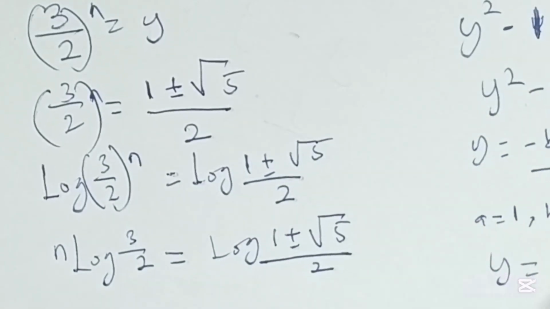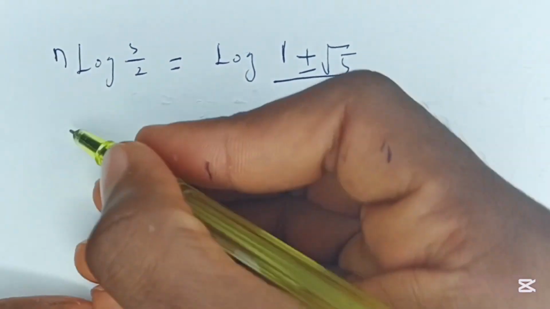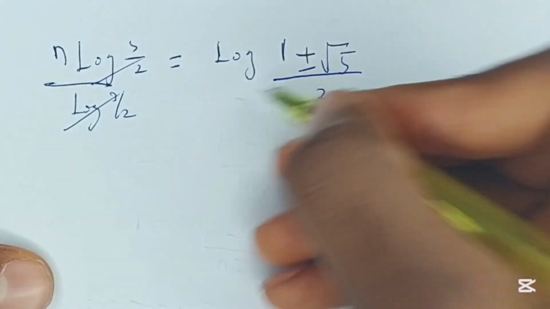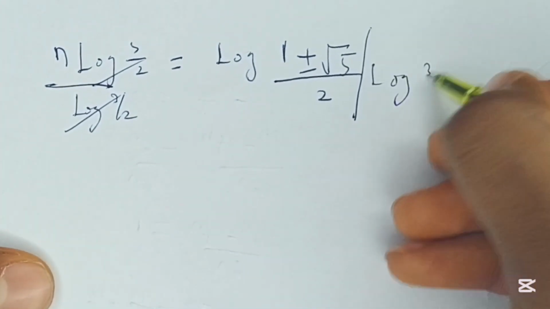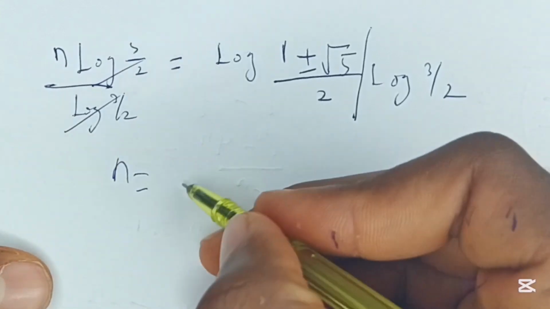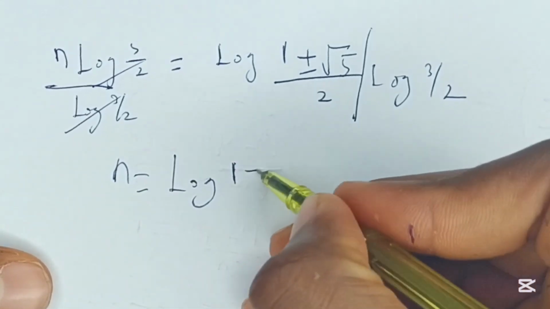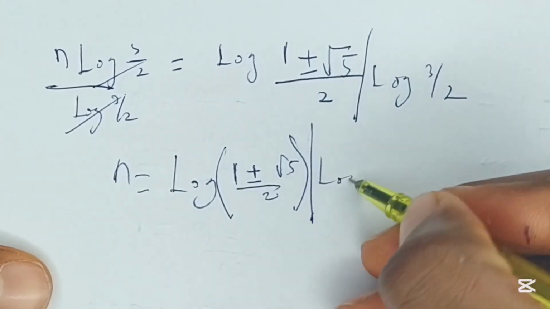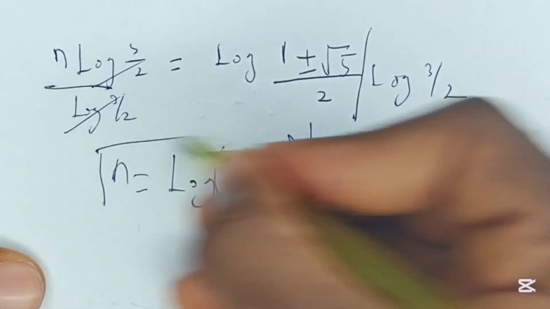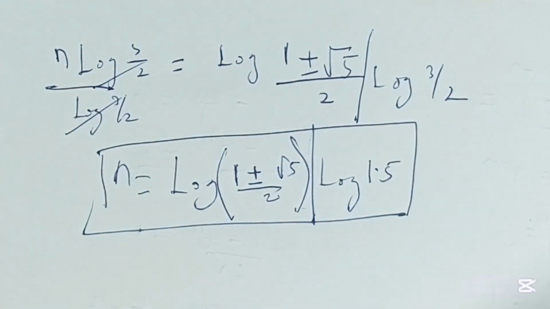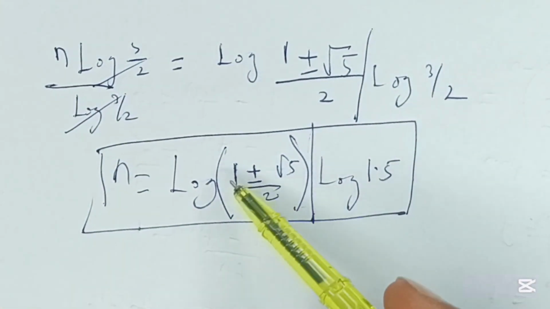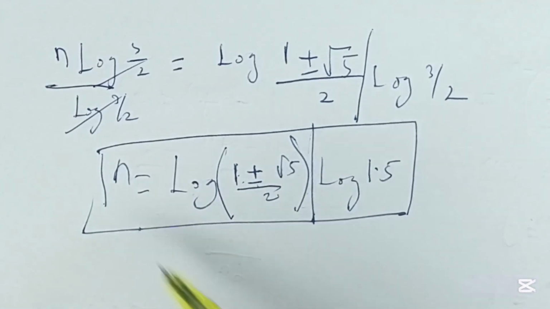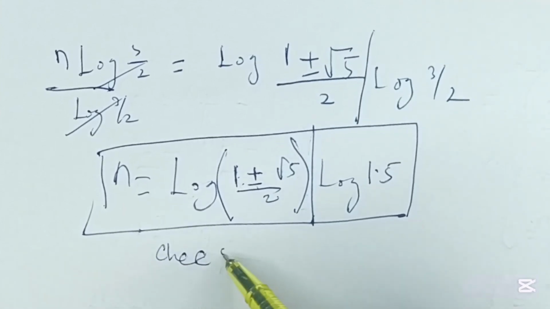So finally, dividing both sides by the logarithm of 3 over 2, n becomes equal to the logarithm of 1 plus or minus root 5 over 2, divided by the logarithm of 1.5. So this becomes the value for n in this equation. The first value is with 1 plus root 5 over 2 here. The second value is with 1 minus root 5 over 2 here. And this is the final answer. Cheers.